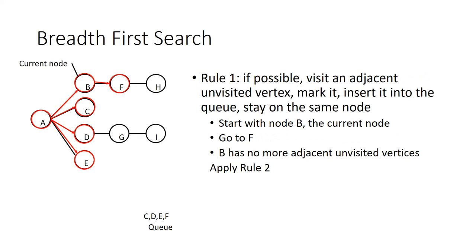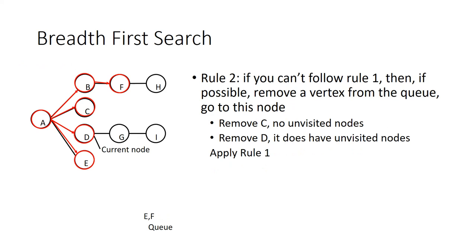I'm going to go back to rule 1. And I'm at node B. It's my current thing, and I'm going to see where I can go to. Well, I can go to F. So I'll visit F, I'll mark it, and I'll put it on the queue. And I'll see if B has any place else I can go, but it doesn't. So I'm back to rule 2. So rule 2, I'm going to take the next thing off the queue, that would be C.